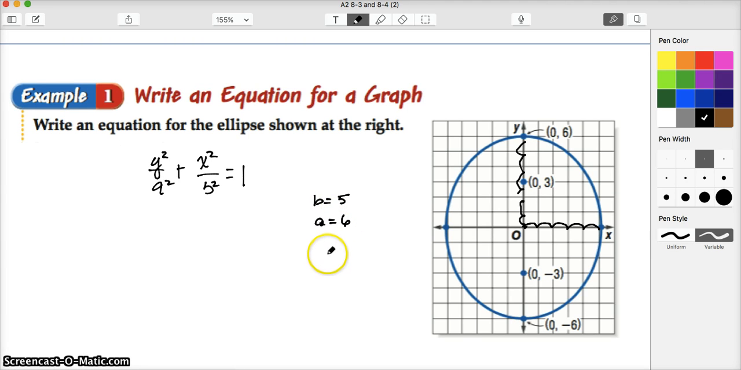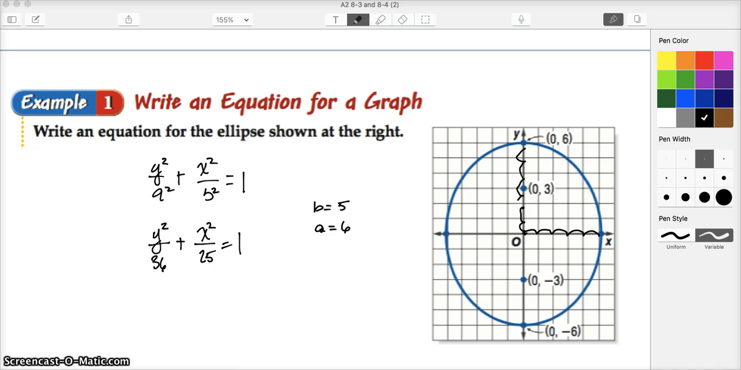Are you guys with me? I hope so. And so with that, our axis lets us know that we've got y squared over 36. That's the major axis going in the y direction. And x squared over 25, which is b squared. And literally that's it. That is how you get the equation of an ellipse from a graph.